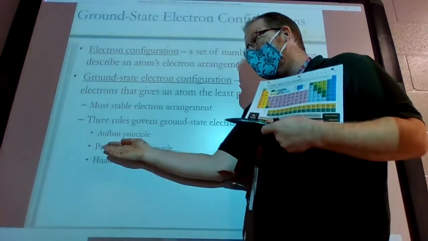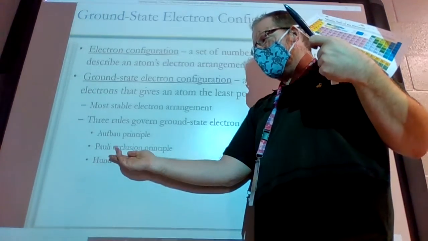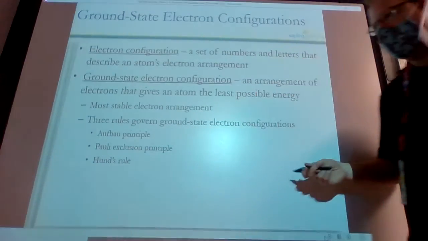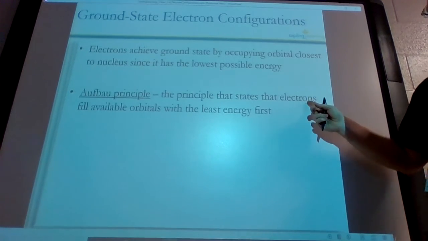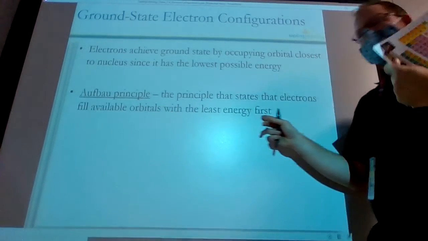The first one's the Aufbau principle. The second one is Pauli's exclusion principle. And the third one is Hund's rule. So to start off, the Aufbau principle states that electrons fill available orbitals with the least energy first.